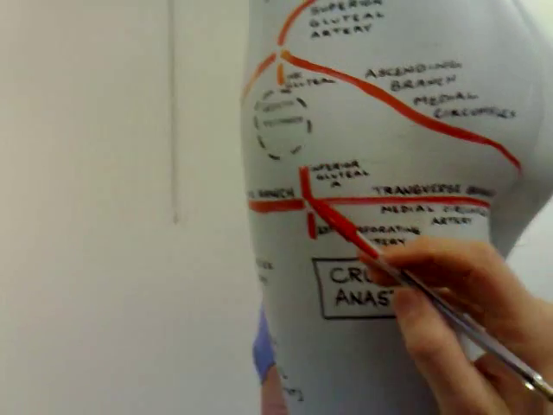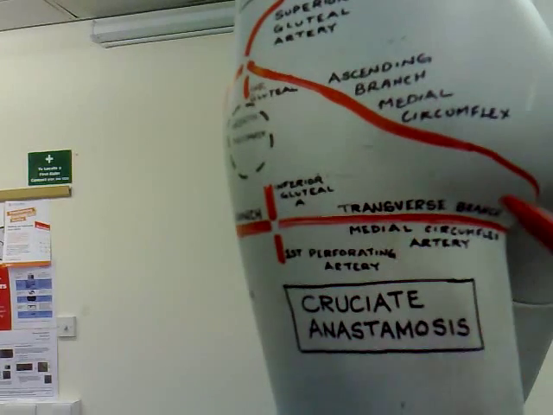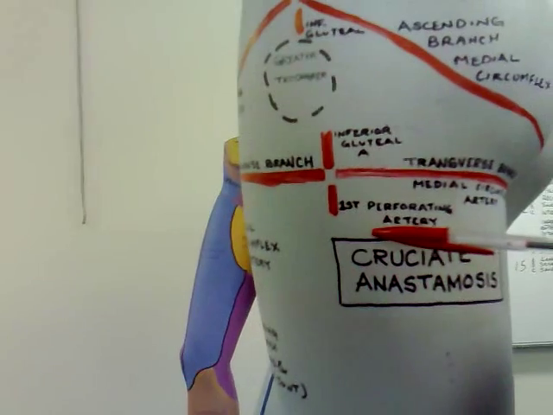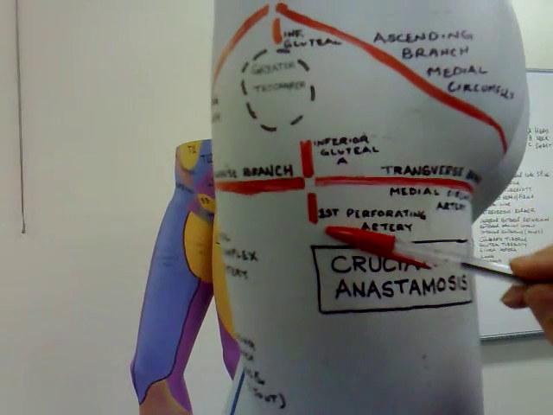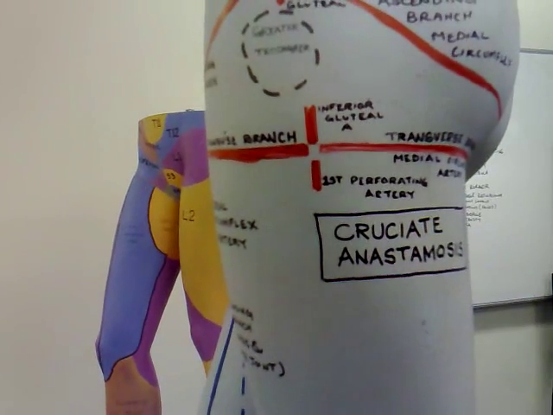And so this transverse branch here is the medial circumflex artery with its first perforating artery, cruciate anastomosis.